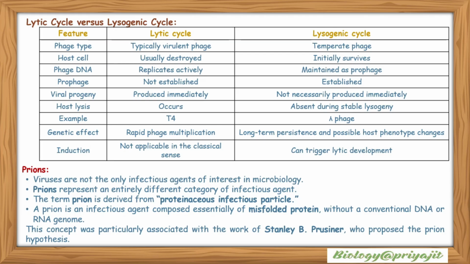Prions. Viruses are not the only infectious agent of interest in microbiology; prions represent an entirely different category of infectious agent. The term prion is derived from proteinaceous infectious particle. A prion is an infectious agent composed essentially of misfolded protein without a conventional DNA or RNA genome. This concept was particularly associated with the work of Stanley B. Prusiner, who proposed the prion hypothesis.